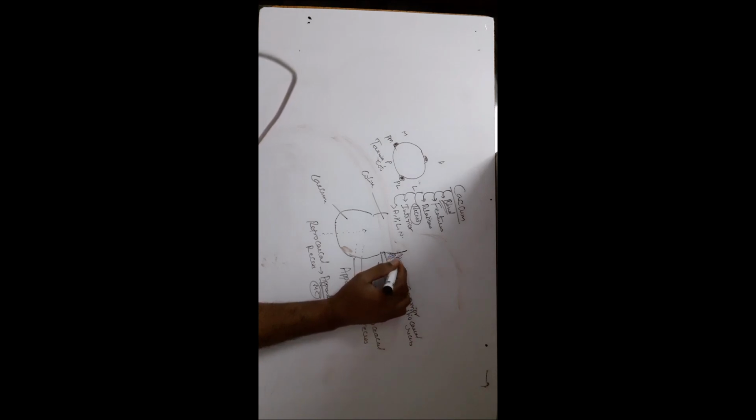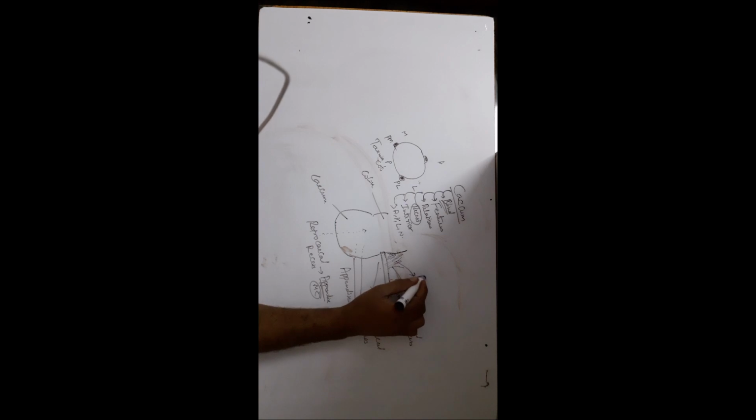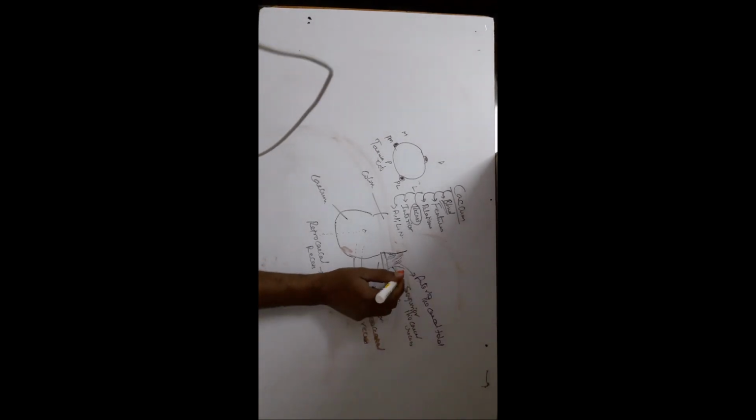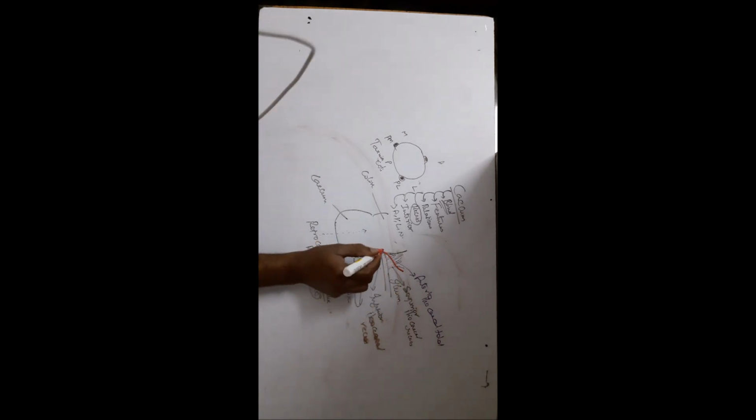This you are calling as anterior ileocecal fold. In this ileocecal fold, we will be having a blood vessel supplying the caecum. So this is the anterior caecal artery, which will be present in this anterior ileocecal fold.